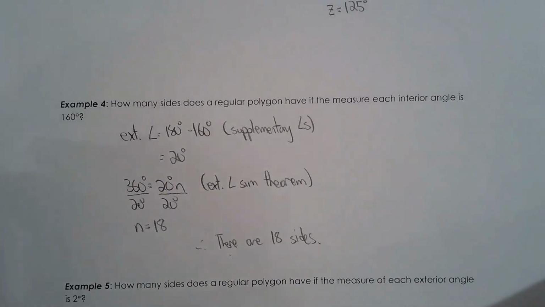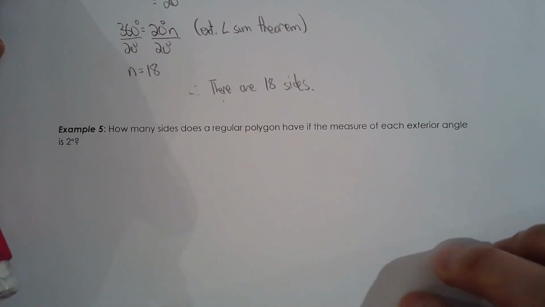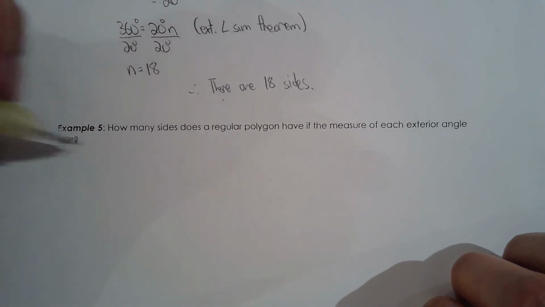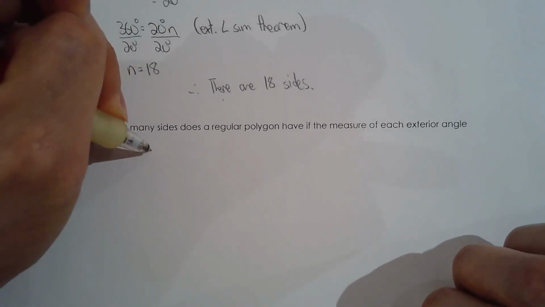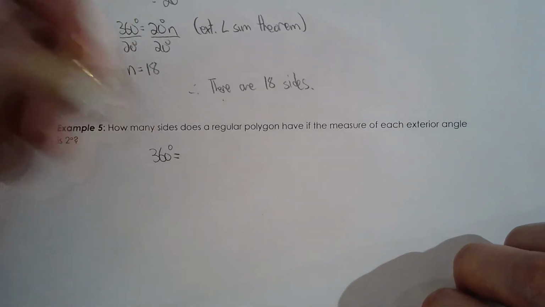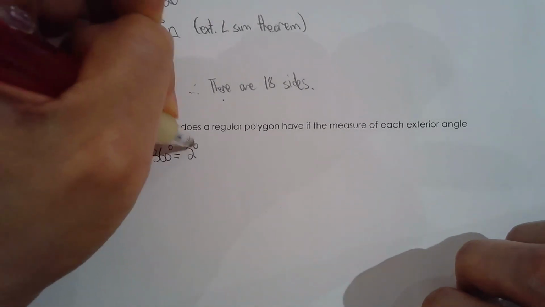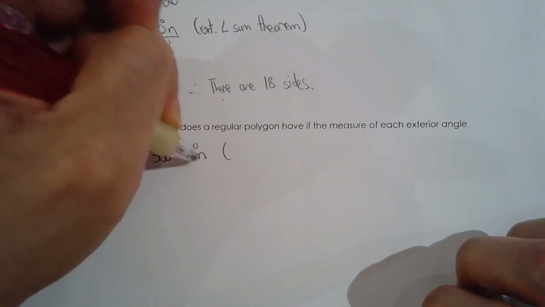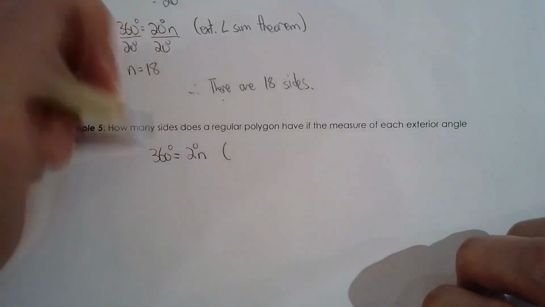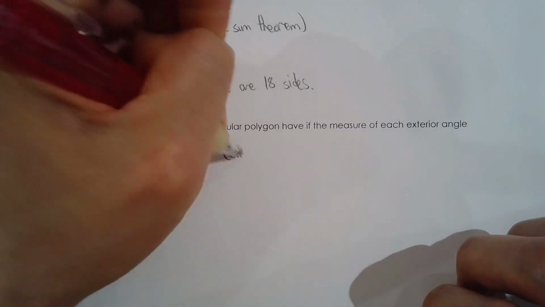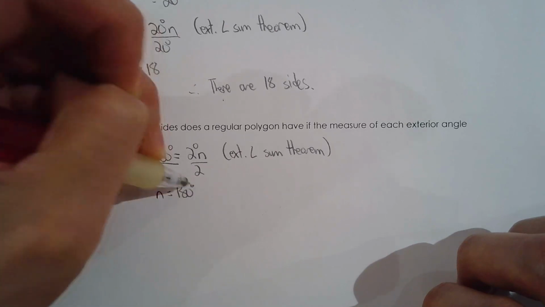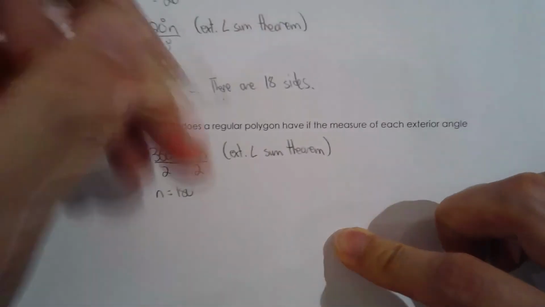Okay, last question. How many sides does a regular polygon have if the measure of each exterior angle is 2 degrees? So this one is actually very straightforward. The sum of the exterior angles is 360, and each one measures 2 degrees. So take 2 degrees, multiply it by the number of exterior angles, and that must be 360. Exterior angle sum theorem. All right, divide by 2, divide by 2. Whoa, 180. Whoops. 180.